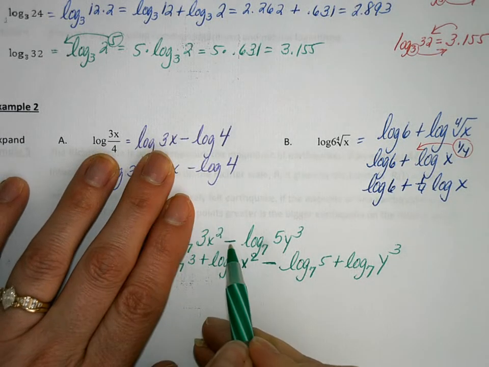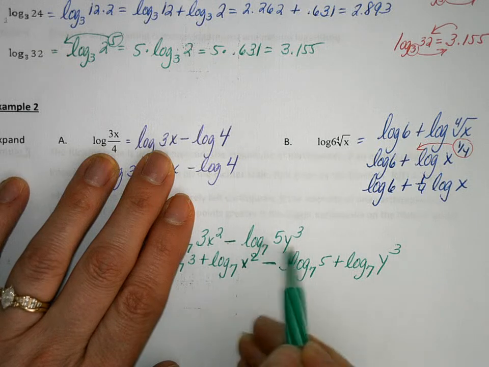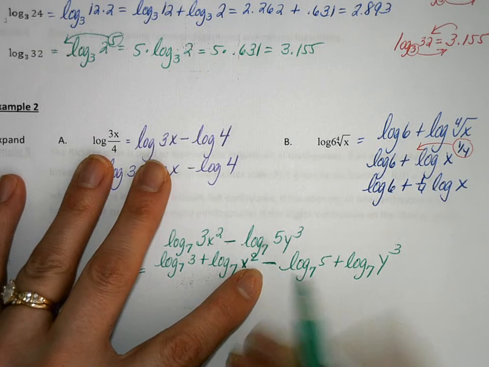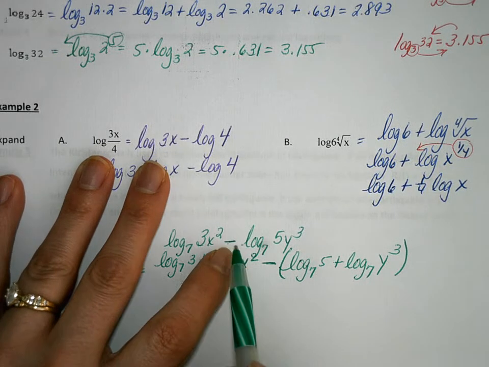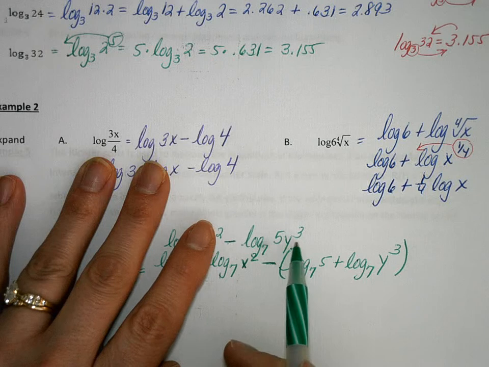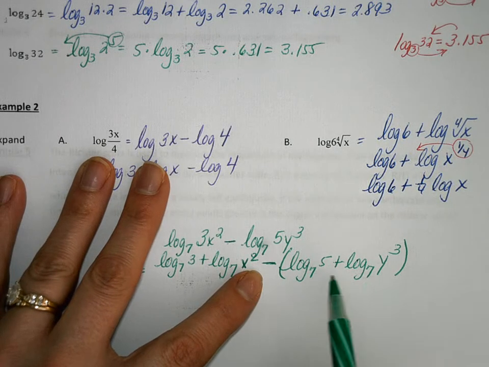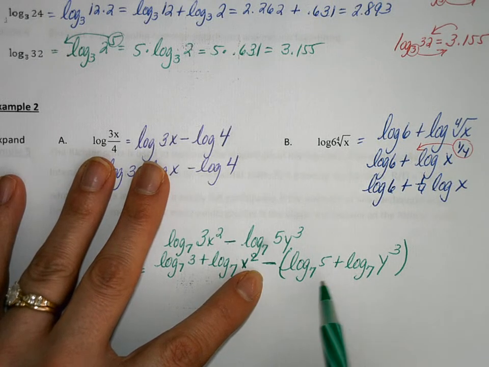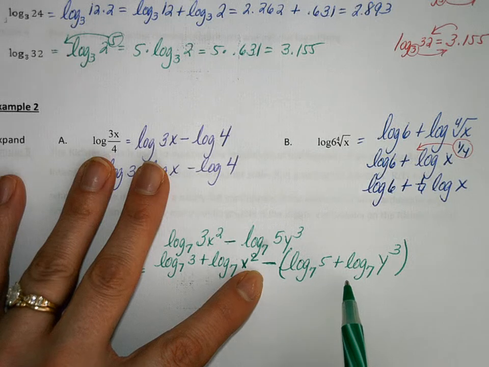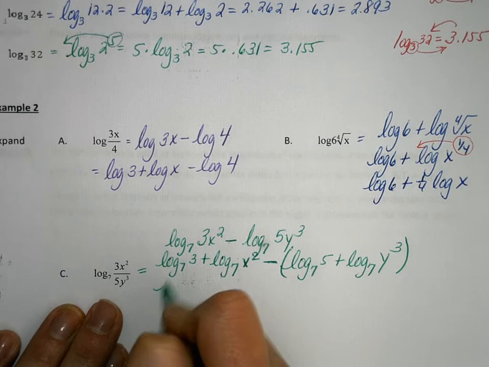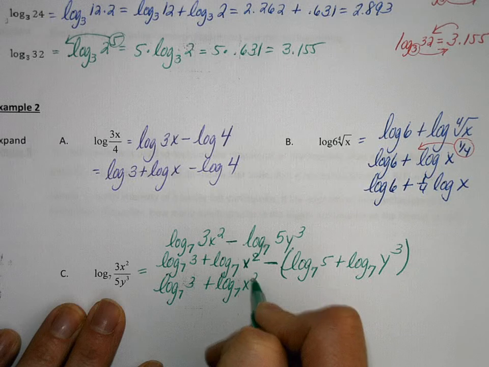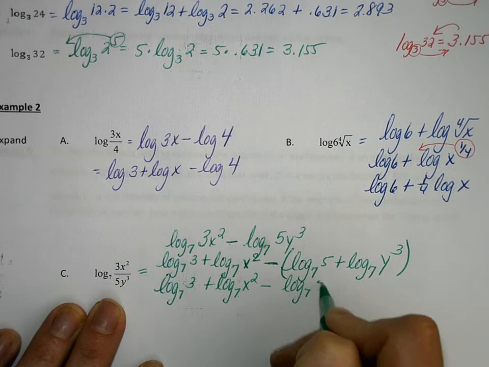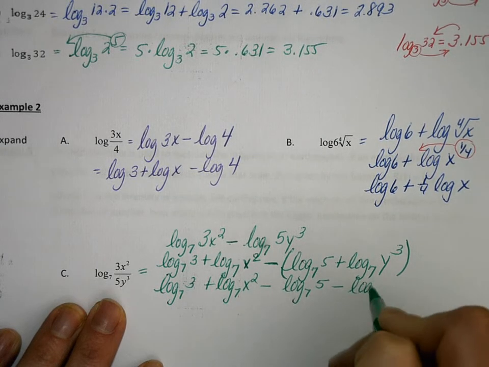I was subtracting all of this, which means that I need to be subtracting all of that. I was subtracting log base 7 of 5y cubed, so I need to be subtracting both of those components, which means I need to do what with that subtraction? Distribute. Okay, so I got log base 7 of 3 plus log base 7 of x squared, subtract log base 7 of 5, subtract log base 7 of y cubed.